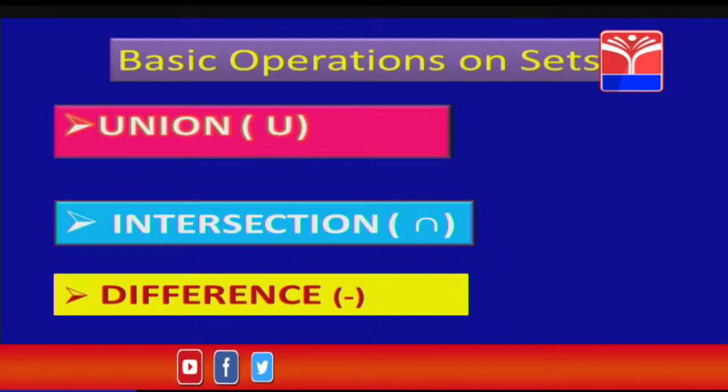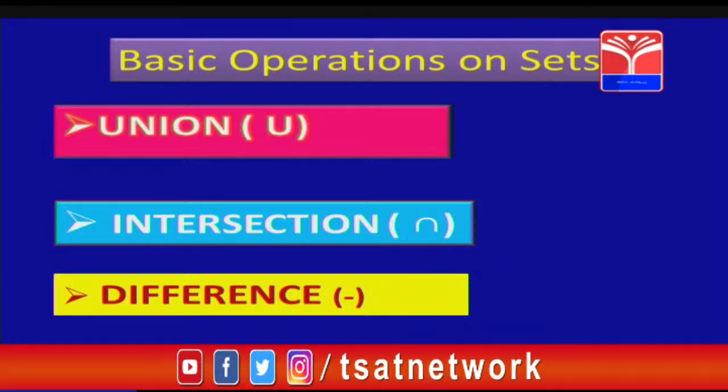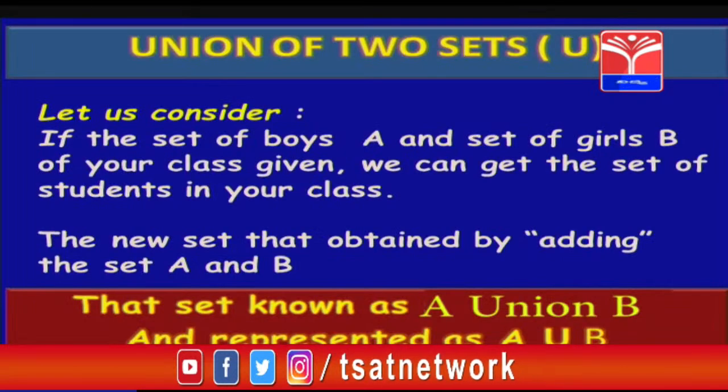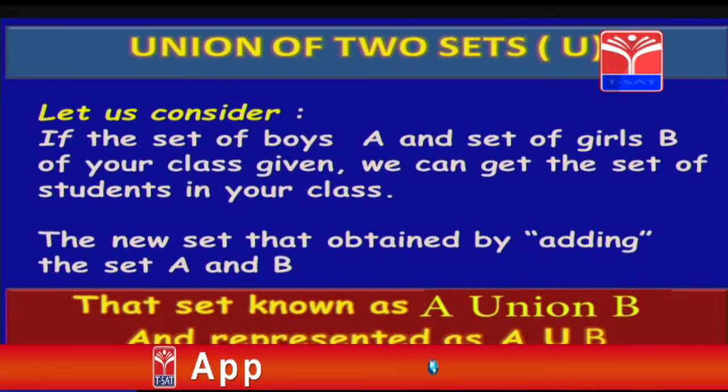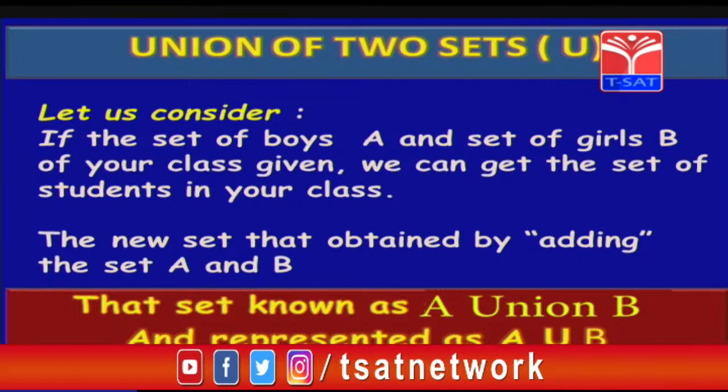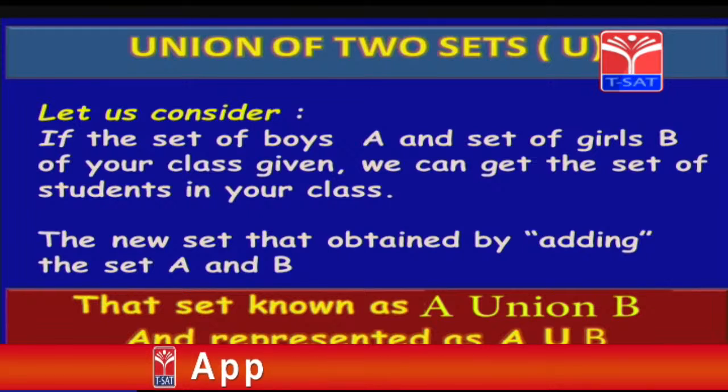Now, let us see what are the basic operations. Union, intersection, difference. Now, what do you mean by union of two sets? Let the boys be a set A and girls be a set B. We can get the set of students in your class. If you combine them, what happens? The new set obtained by adding the sets A and B is known as A union B and represented as A union B.